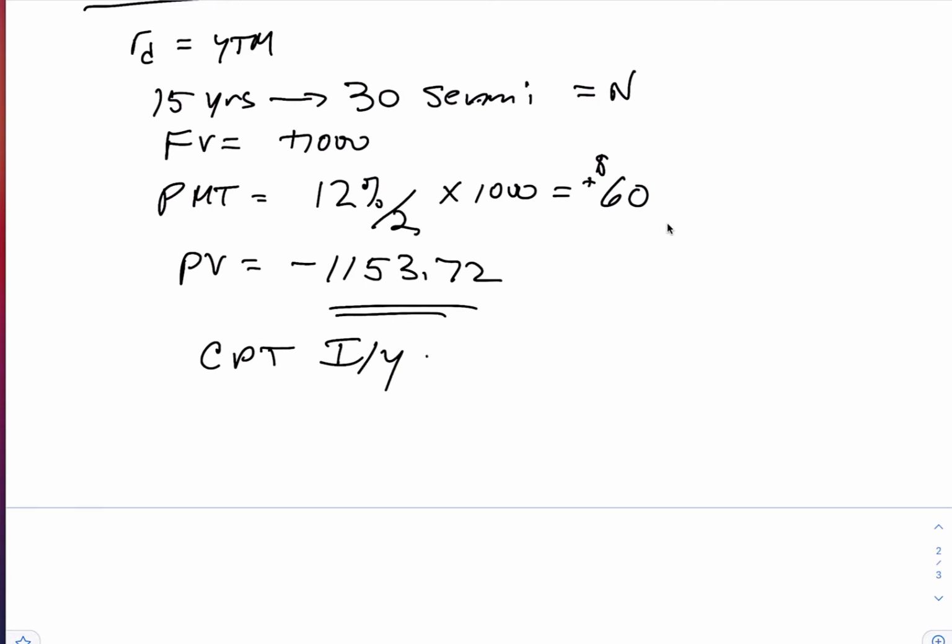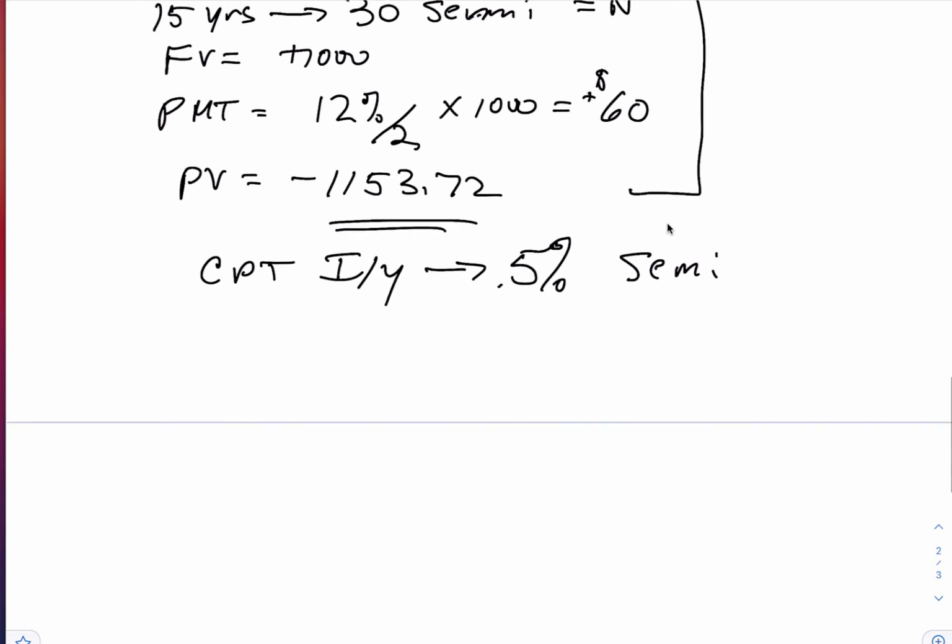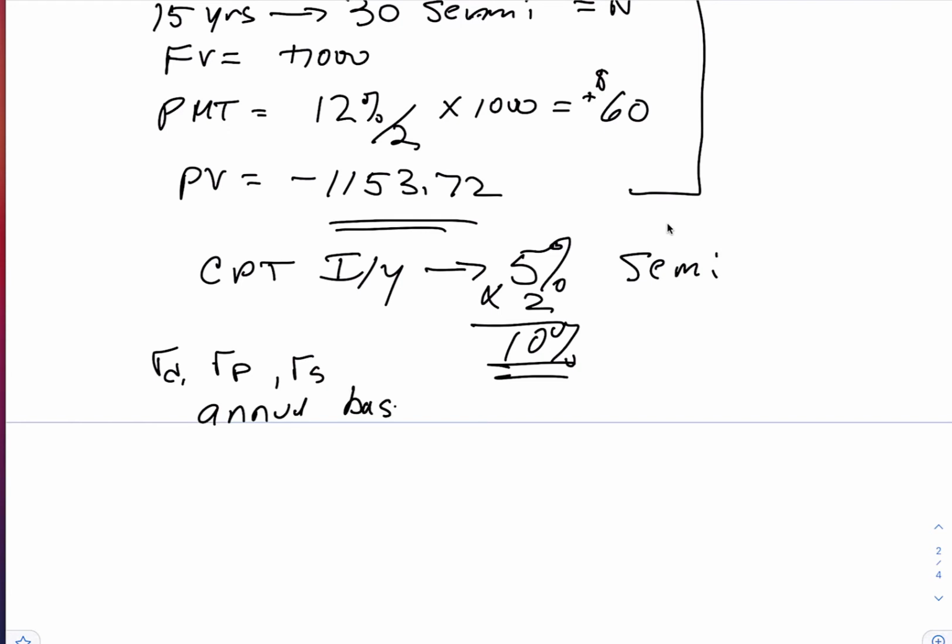So when we crank this out and we say compute I/Y, what do we get? We get 5%. But be careful, that's on a semi-annual basis because everything here was done semi-annually. So just multiply it by 2 and it's 10% annually. And it's important to remember that all the R's, RD, RP, and RS, are all on an annual basis, which means the weighted average cost of capital is on an annual basis.